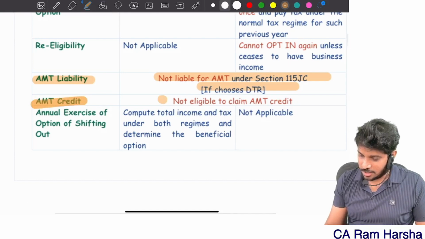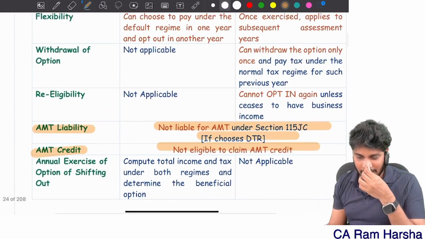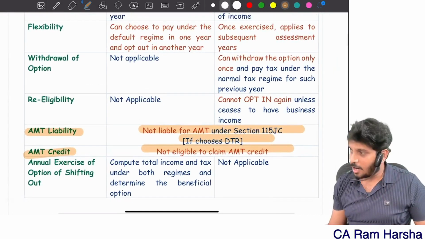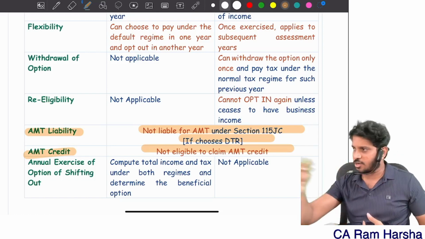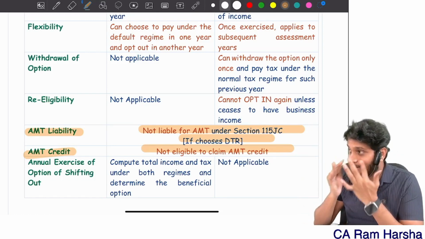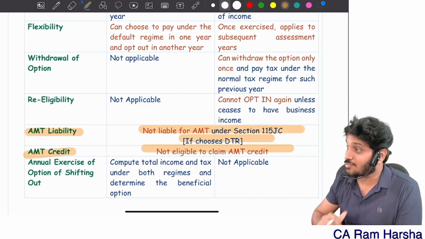AMT credit: not eligible to claim AMT credit. You can't claim AMT credit itself. That will lapse. Able to understand? Once you choose the default tax regime, AMT credit will be lost forever. Why? AMT credit is for whom? Business SSEs. AMT credit is for business.